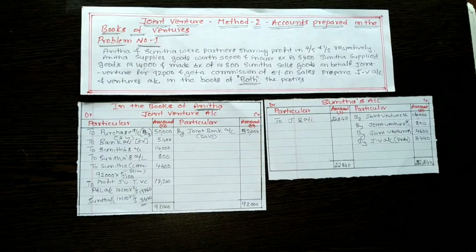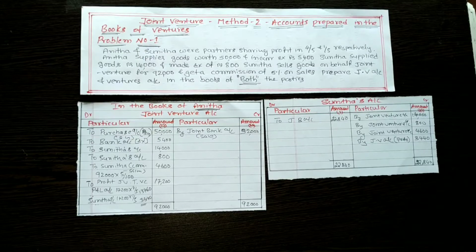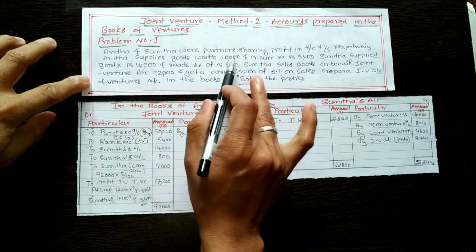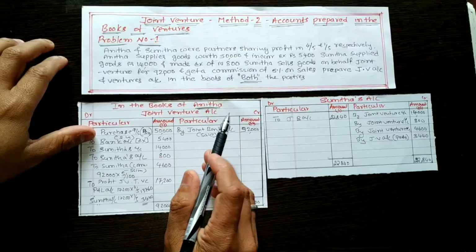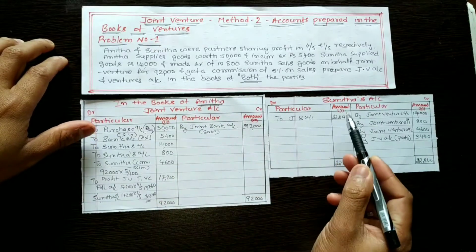Hello students, in our last video we learned how to solve problems under joint venture in the method accounts prepared in the books of co-ventures. We went through the problem in our last class regarding preparation of books of account of both the parties, the problem of Anita and Sunita. In the last video we prepared, in the books of Anita, the joint venture account and Sunita's account.